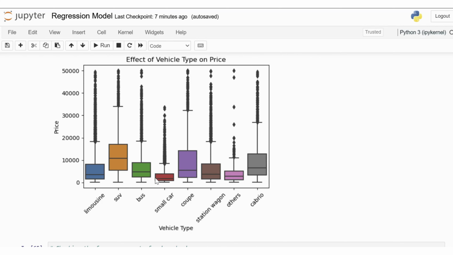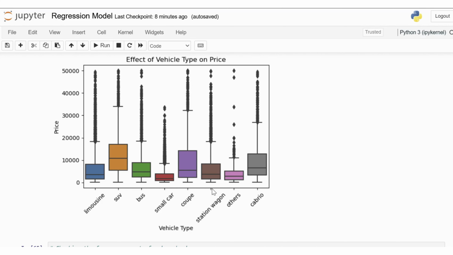The median price is also very low, and there are fewer outliers compared to other vehicle types. And for the coupe vehicle type, the prices are of mid-range. The median price is higher than limousines and small cars but lower than SUVs, and there are outliers at higher price points.